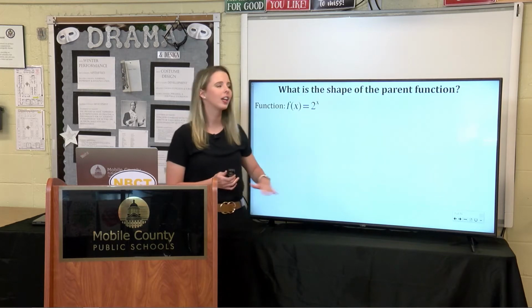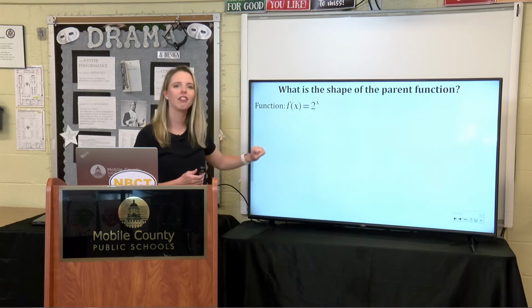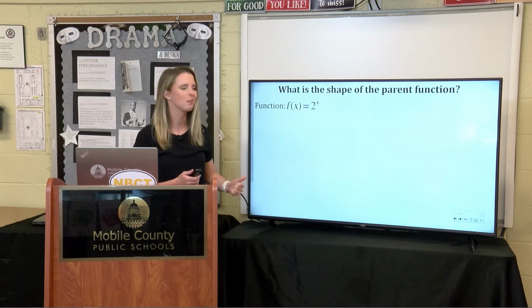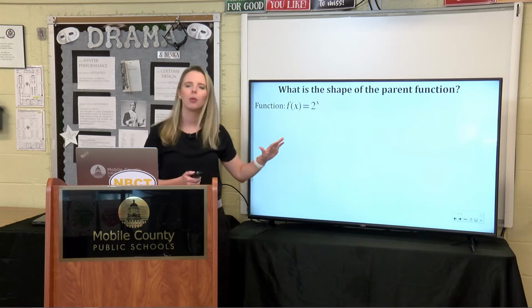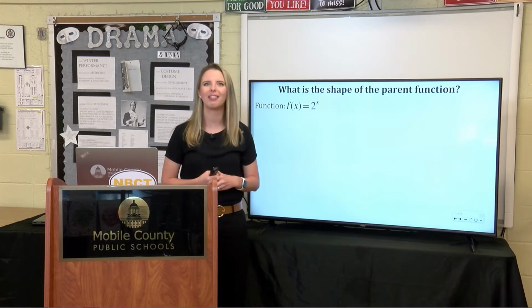So we're going to start by looking at f of x equals 2 to the x power. Remember, f of x is just function notation. We looked at it at the very beginning of the year. It's the same thing as y. Now, we need to develop this graph. Think about what are some different ways that we can graph.